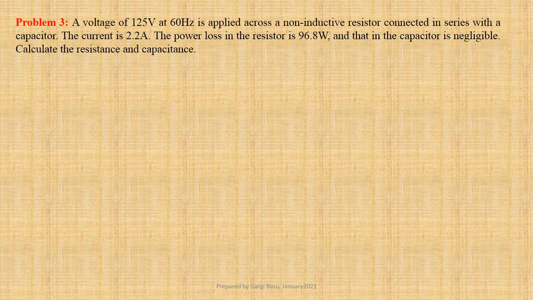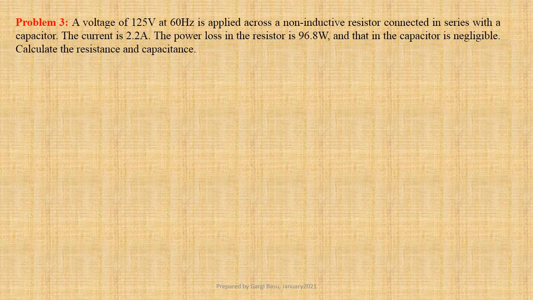Problem number 3. A voltage of 125 volt at 60 Hz is applied across a non-inductive resistor connected in series with a capacitor. The current is 2.2 ampere. The power loss in the resistor is 96.8 watt and that in the capacitor is negligible. Calculate the resistance and capacitance.